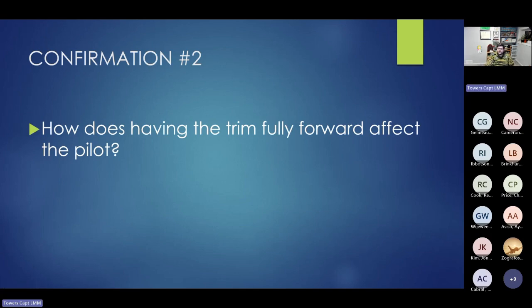Confirmation question number 2. How does having the trim fully forward affect the pilot? If I'm just flying along straight and level, and then I set my trim fully forward, what's going to happen? It'll increase your airspeed a lot. Well, yeah, because it'll start forcing your nose down, so it'll be easier to hold a higher airspeed.